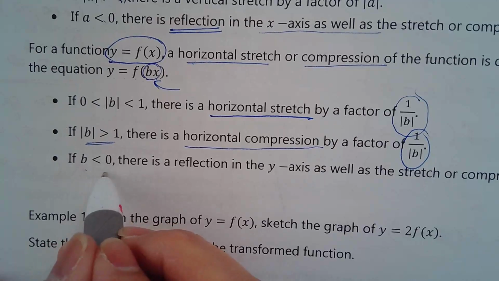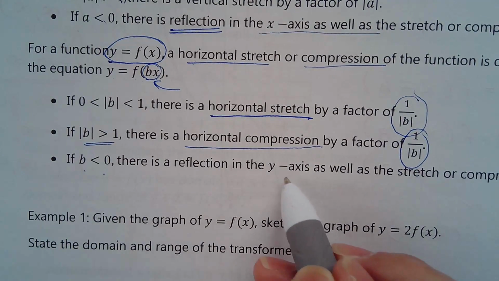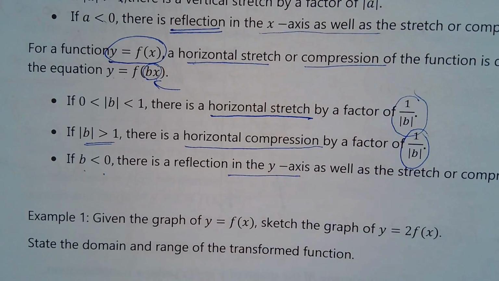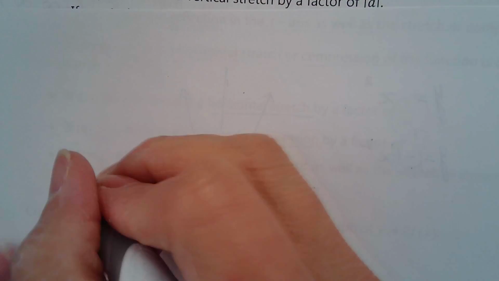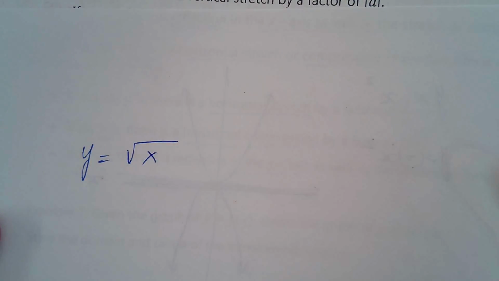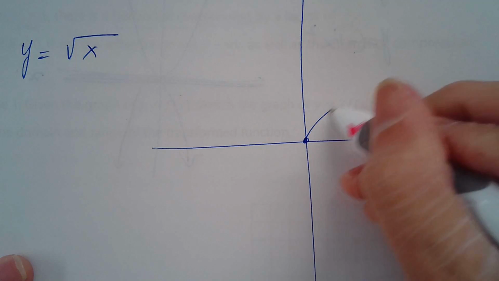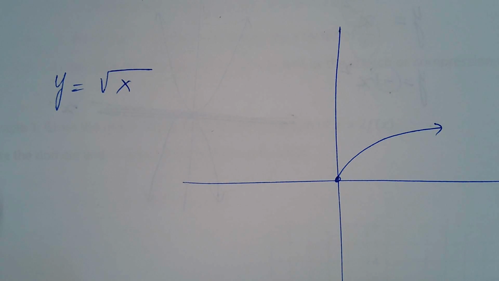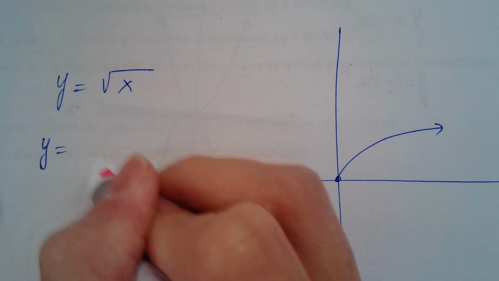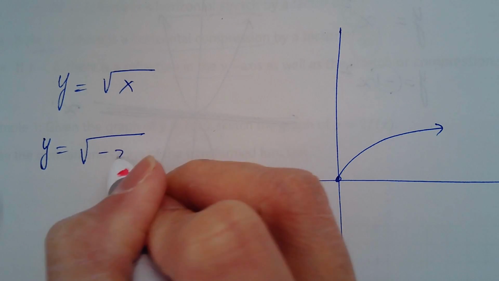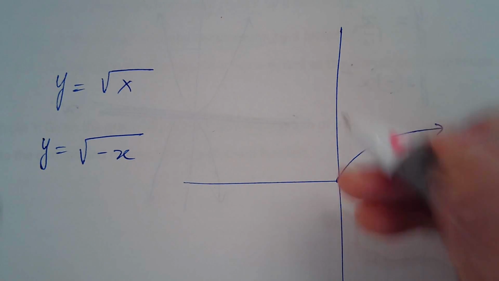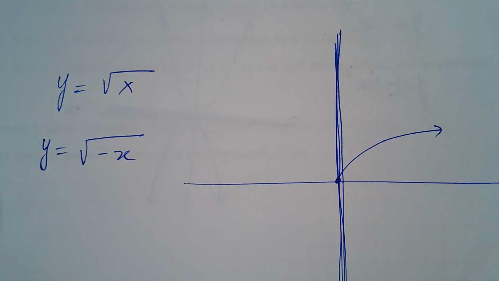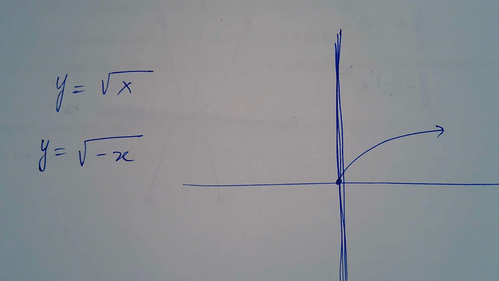And if b is negative, there is also a reflection in the y-axis. I'll give you an example of that. y equals the square root of x. You remember how that looks, it looks like this. Now if we go y equals the square root of negative x, the reflection is going to be on the y-axis.